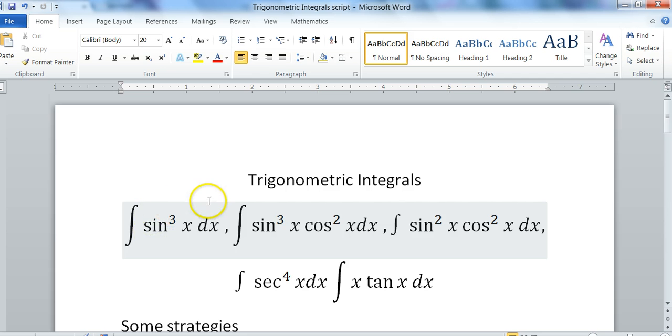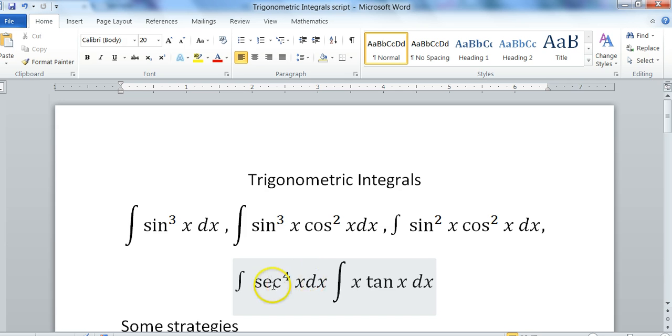So if you look at sine cubed cosine squared, sine squared cosine squared, secant fourth, all of these have a trigonometric function in the integral. Now some of these integrals can be attacked using various strategies, like 1 and 2, because if you notice, they have an odd power of sine. So if you have an odd power of sine or cosine, you can attack the integral, and that's one strategy. And then you have another strategy when both powers are even.